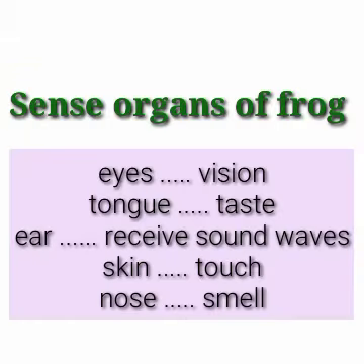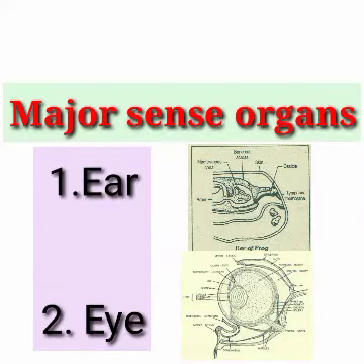Today our topic is sense organs of frog. Here in frog, eyes are the sense organ for vision. Tongue is for taste. Ear receives sound waves as well as creates the balance in the body. Skin is for touch and nose is for smell. In this class, we will study the major sense organs, ear and eye, in detail because these two sense organs are very important.